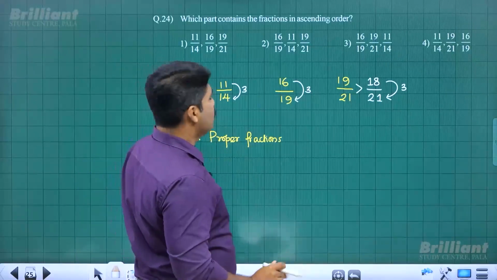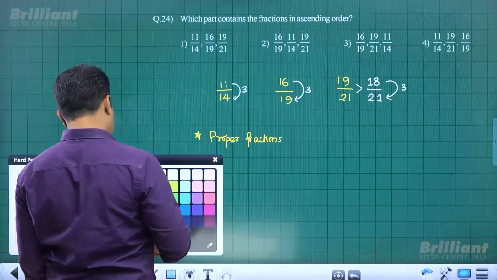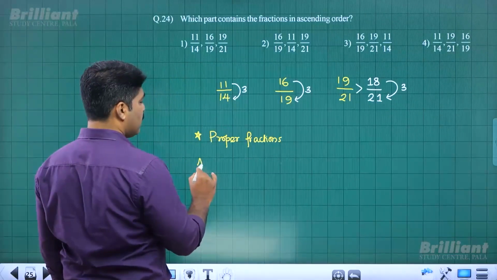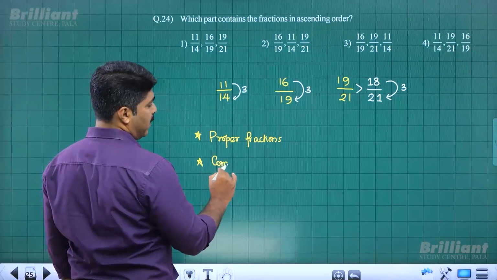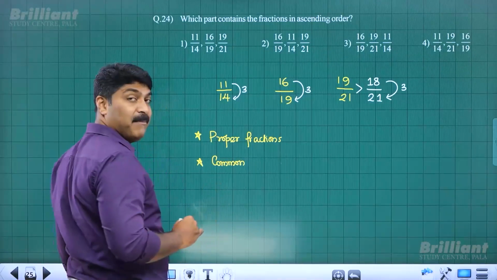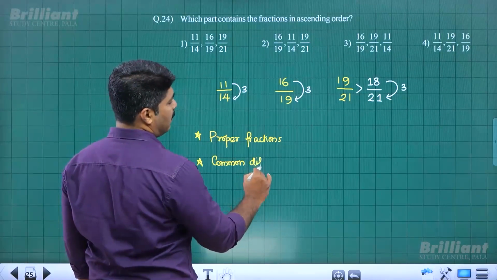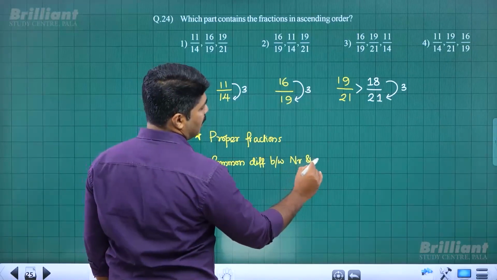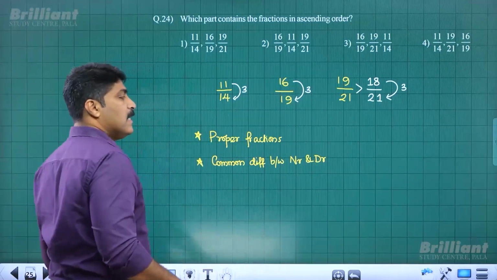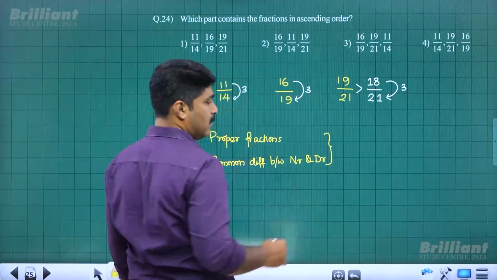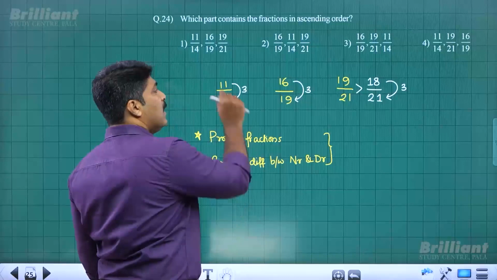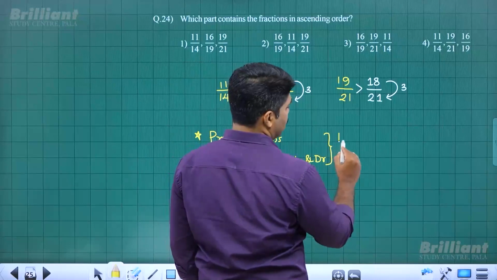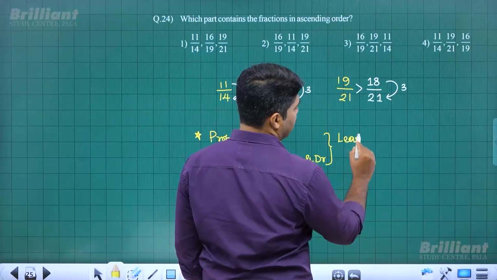Sure? Yes. So then, if we are considering a set of proper fractions and there is a common difference between numerator and denominator, it's a tricky comparison method. There is a common difference between numerator and denominator. Then what can we conclude? The least fraction contains the least values. Least values in the sense least numerator and least denominator. So the conclusion will be like this.